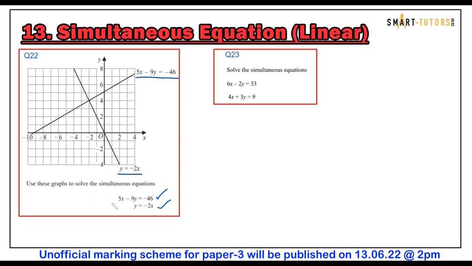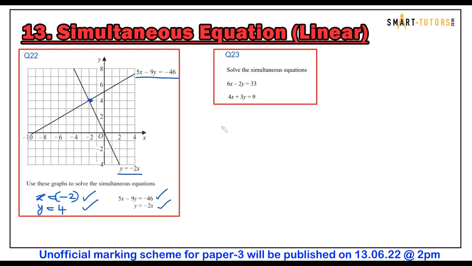When it comes to graphical method, the both lines intersect at the point where minus 2 is the x coordinate. X is minus 2. And the y is y equal 4. So these are the two answers for the question. X equal minus 2, y equal 4. That is the solution for the question number 22.